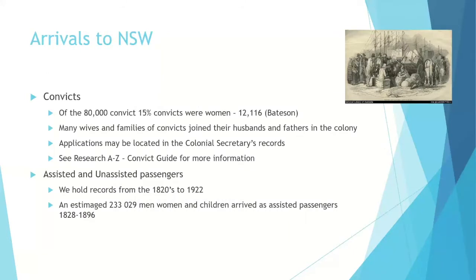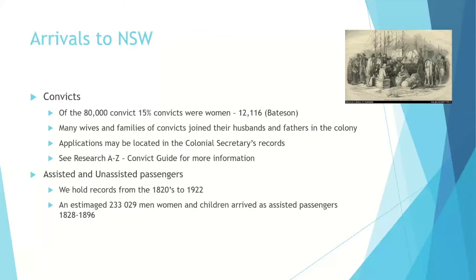Now, thinking of arrivals to New South Wales, of course, in the very early days, we're thinking about convicts. So about 80,000 convicts arrived in New South Wales over the time from 1788 to 1842. We think about 15% of those convicts were women, so looking at about 12,116 women. There were also lots of wives and families of convicts who were allowed to join their husbands and fathers in the colony, and this would happen if the convict had been quite well behaved, if they applied to the government for permission for it to happen.